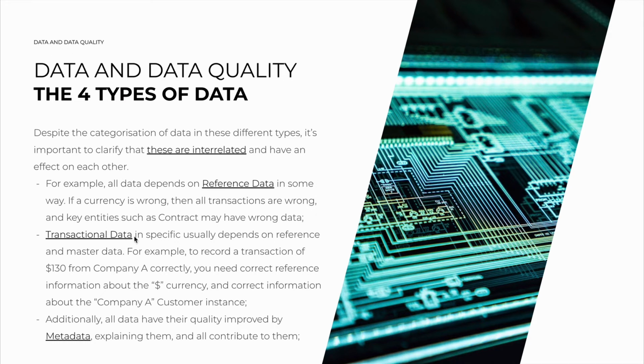Then, transactional data in specific usually depends on both reference data and master data. For example, to record the transaction of $130 from company A correctly, you need correct reference information about the dollar currency, which is a piece of reference data, and correct information about the company A customer instance, and possibly reference data within this customer instance, such as a reference to an address or a state or a phone number prefix. Then additionally, all data have their quality improved by metadata because they explain them, and all data, in turn, contribute to metadata quality. So it's a feedback loop.